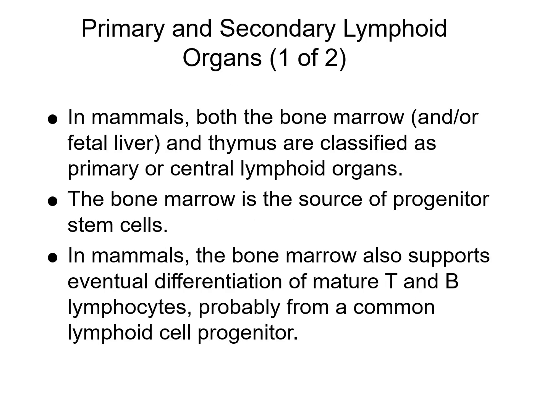All right, now we have our primary and secondary lymphoid organs. Primary, or central, lymphoid organs are sites where lymphocytes are generated and mature. In mammals, these include the bone marrow and the thymus. The bone marrow is the source of progenitor stem cells that give rise to all blood and immune cells. It supports differentiation of mature lymphocytes, including B and T lymphocytes, likely derived from a common lymphoid progenitor cell. The thymus is specialized for T lymphocyte development. T cell precursors from the bone marrow migrate to the thymus to undergo maturation and selection. That makes it easy to remember: T for thymus and B for bone marrow.